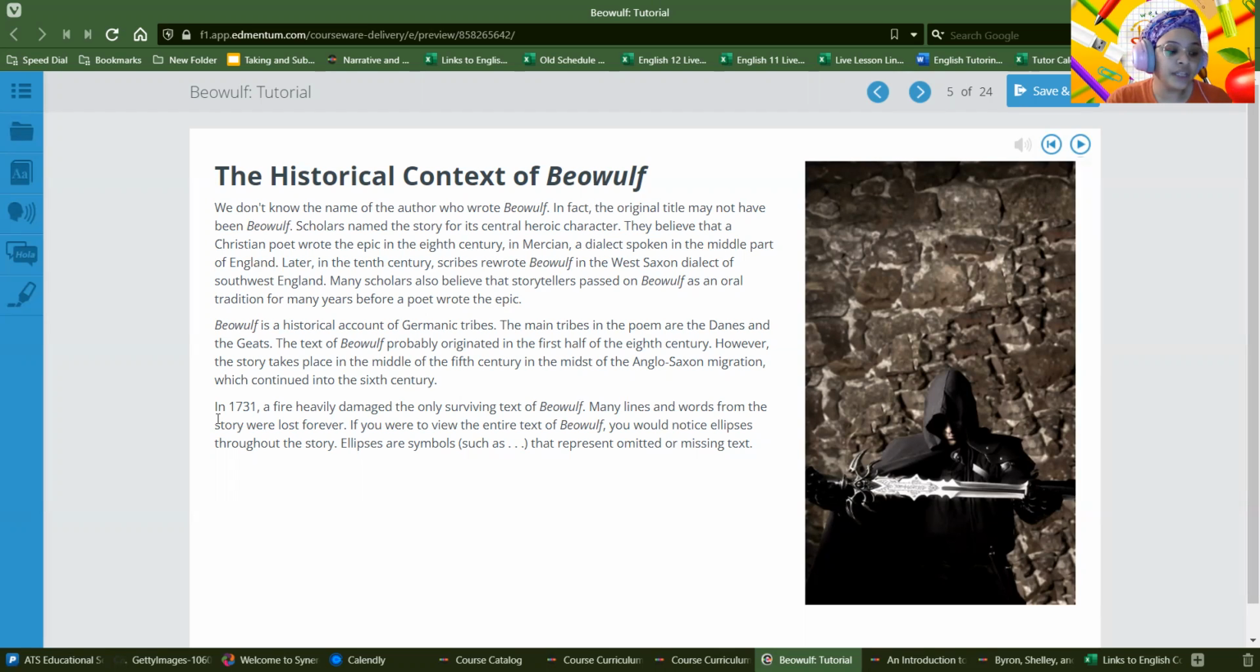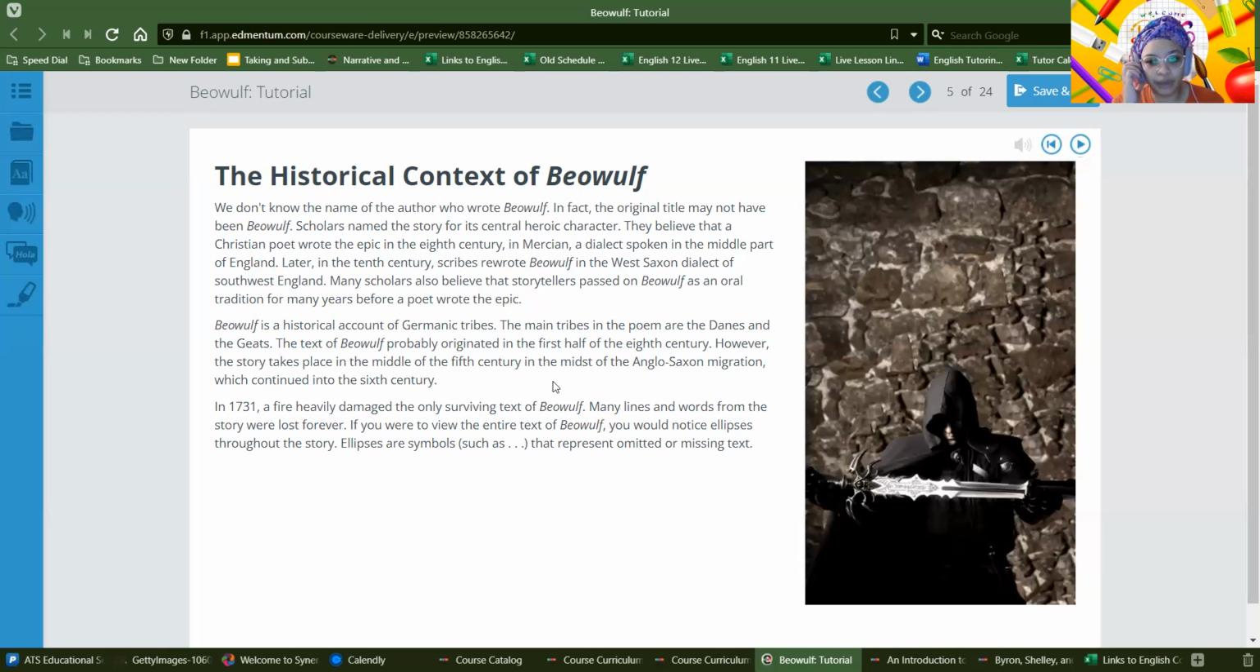But the reason why they're telling you this in the lesson is because when you get to the excerpt, you're going to see that there are a lot of lines that have ellipses. Ellipses are those 3 dots that you see. There's a fancy name for that. It's called ellipses. So when you see those 3 dots in Beowulf while you're reading, it means that there was a section of the text in that part of the story that's just missing. And we don't know how to fill it in. There's no way to fill it in.